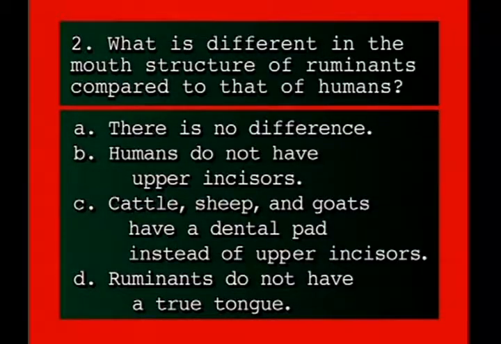What is different in the mouth structure of ruminants compared to that of humans? A. There is no difference. B. Humans do not have upper incisors. C. Cattle, sheep, and goats have a dental pad instead of upper incisors. D. Ruminants do not have a true tongue.